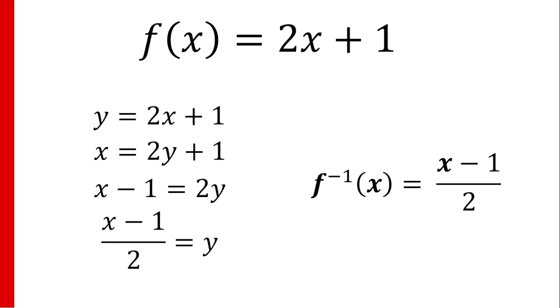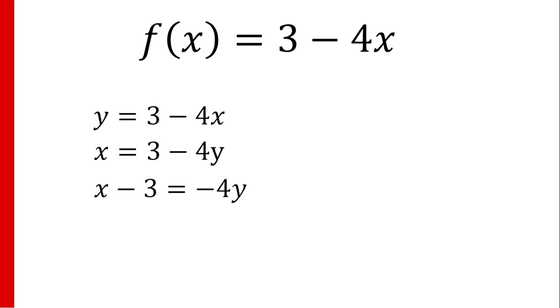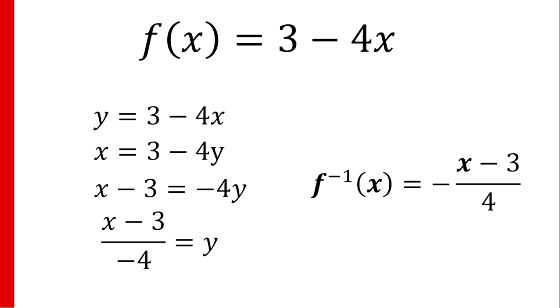Another example, 3 minus 4x. Let's have the process again. Interchange, x equals 3 minus 4y. Then add both sides by negative 3. So that's x minus 3 is equal to negative 4y. Divide both sides by negative 4. So x minus 3 over negative 4. Now replace y by f inverse of x. So we have here the inverse of the function 3 minus 4x is negative quantity x minus 3 all over 4.